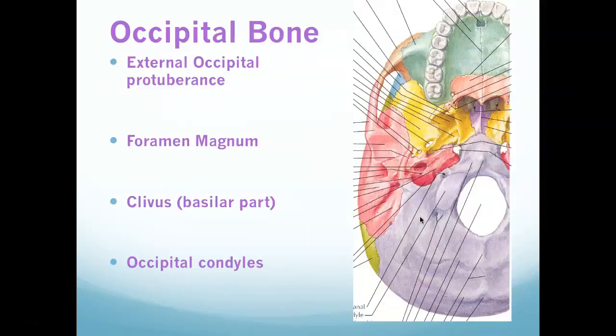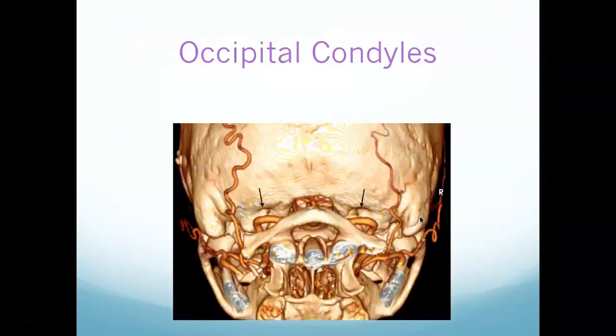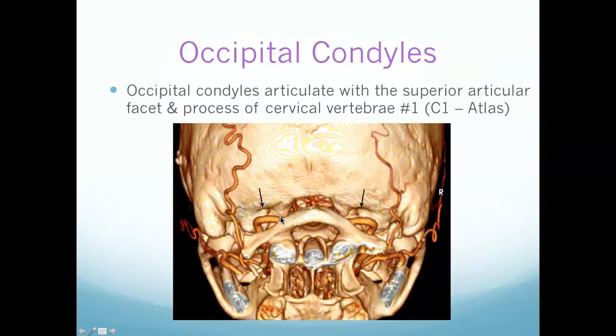Next we have the occipital condyles, and those are the knobs found on the occipital bone here. These are really important structures because they make contact with your first vertebra, C1, which is also known as atlas. It's kind of difficult to see in this image, but we're going to learn about this portion of your vertebrae in your next lab list. But your occipital condyles are articulating with the superior articular facet and process of C1.